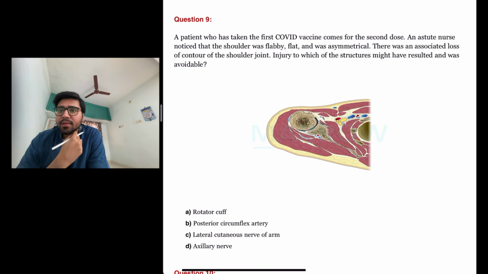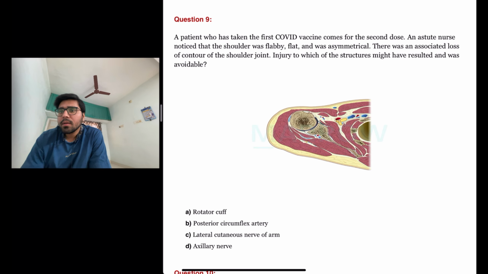The next question is: a patient who has taken the first COVID vaccine comes for the second dose. An attending nurse noticed that the shoulder was flabby, flat, and asymmetrical. There was an associated loss of contour of the shoulder joint. Injury to which of the following structures might have resulted and was avoidable?